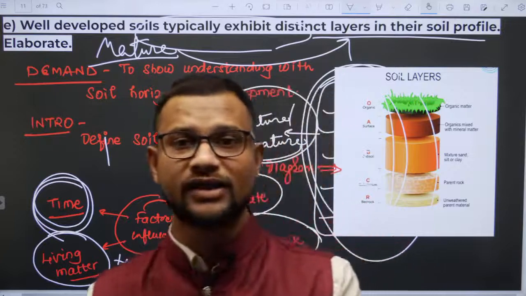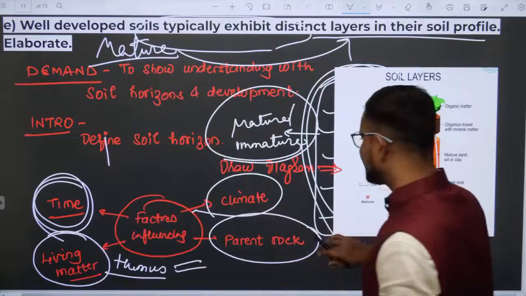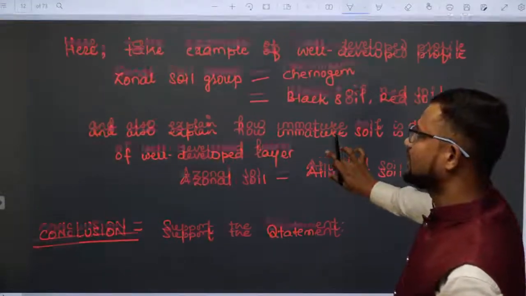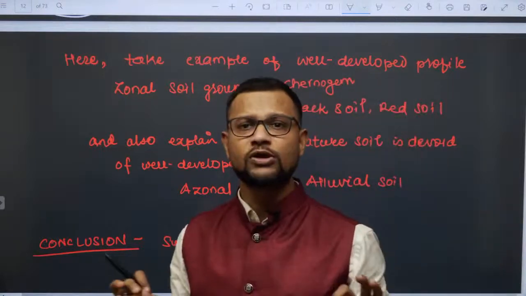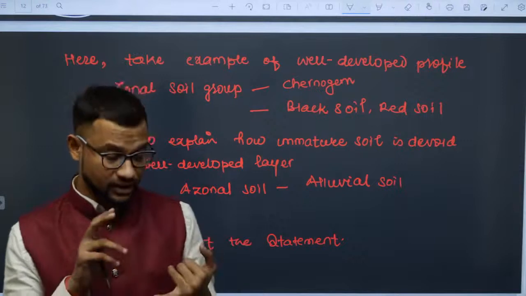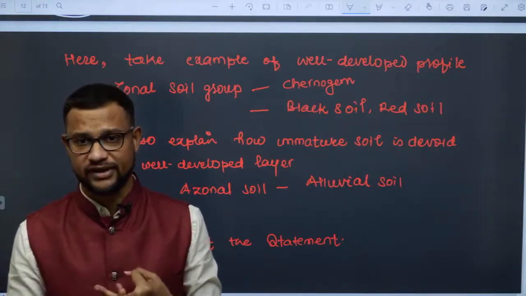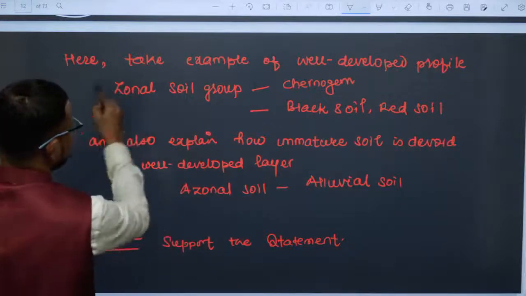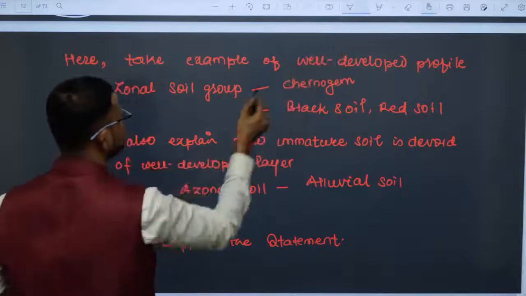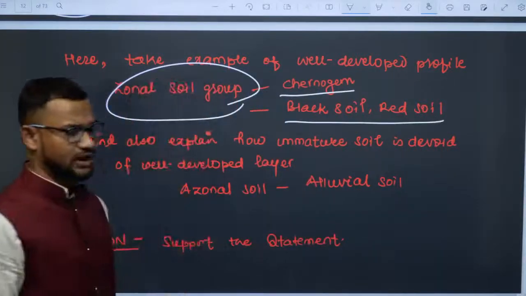And you have to write examples over here also, like you can take black soil also, right. You can take the soil which has developed a profile, zonal soil, you know that categorization by Dokuchaev, that classification includes zonal soil, intrazonal soil and azonal soil, right. So this zonal soil you can explain by means of examples, Chernozem, black soil or red soil, and write it over there.